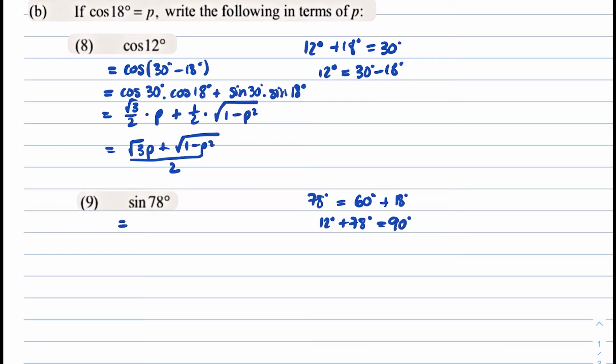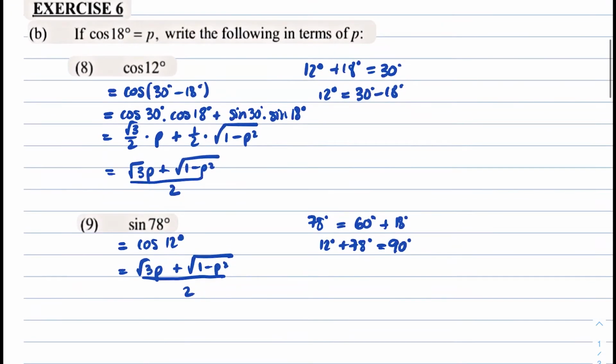So the sine of 78 degrees is actually the same as the cosine of 12 degrees, which means this also is root 3 p plus the root of 1 minus p squared, all of that over 2. You would have got there if you'd also used 60 degrees and 18 degrees, but obviously this is a little bit faster.